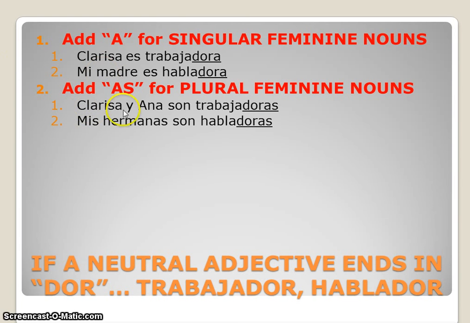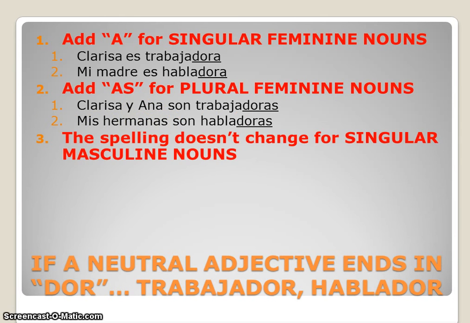Add an AS, there's my S, for plural feminine nouns. So now I've got Clarisa y Ana. I've added another girl. Okay, so more than one girl. Here's my S, trabajadoras. Notice that I still have an A because both of these are still feminine. Mis hermanas, how do I know that this is feminine? Well, I could see with the A at the end of this noun because mis could be both masculine or feminine. So I'm going to look here. This is more than one sister, so I'm adding my S.